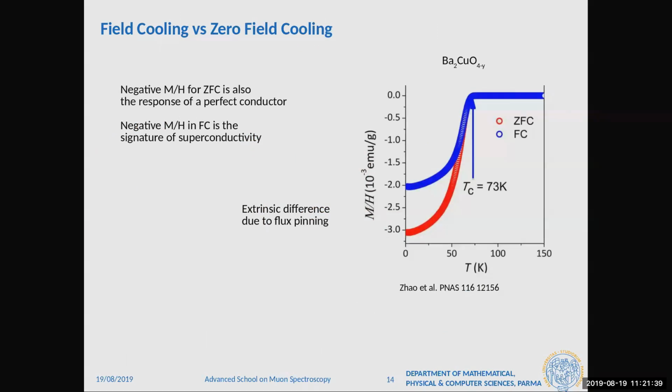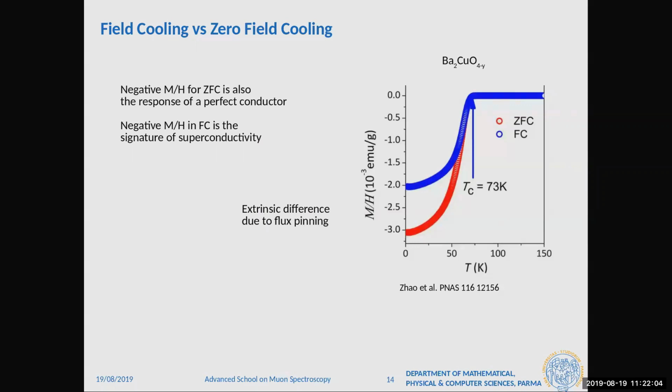And here is what you get experimentally. This is just one sample picked from the literature when making the slides. It's a cuprate, and you can see that you can zero field cool it according to the first procedure I showed you. So cool in zero field, then apply the field, and you get a negative M over H. You can follow it with temperature.